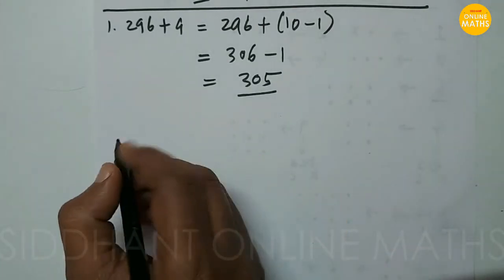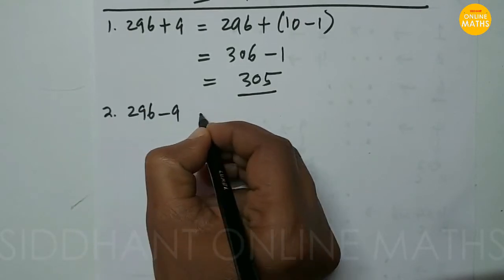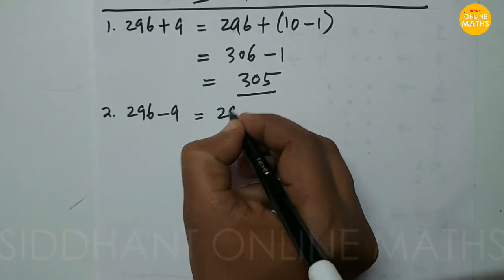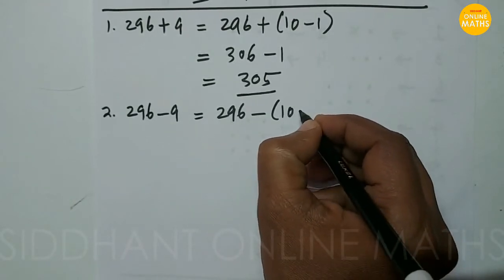So in the same way, we take another problem here, 296 minus 9. Here also you see 296 minus 9, this 9 can be written as 10 minus 1.